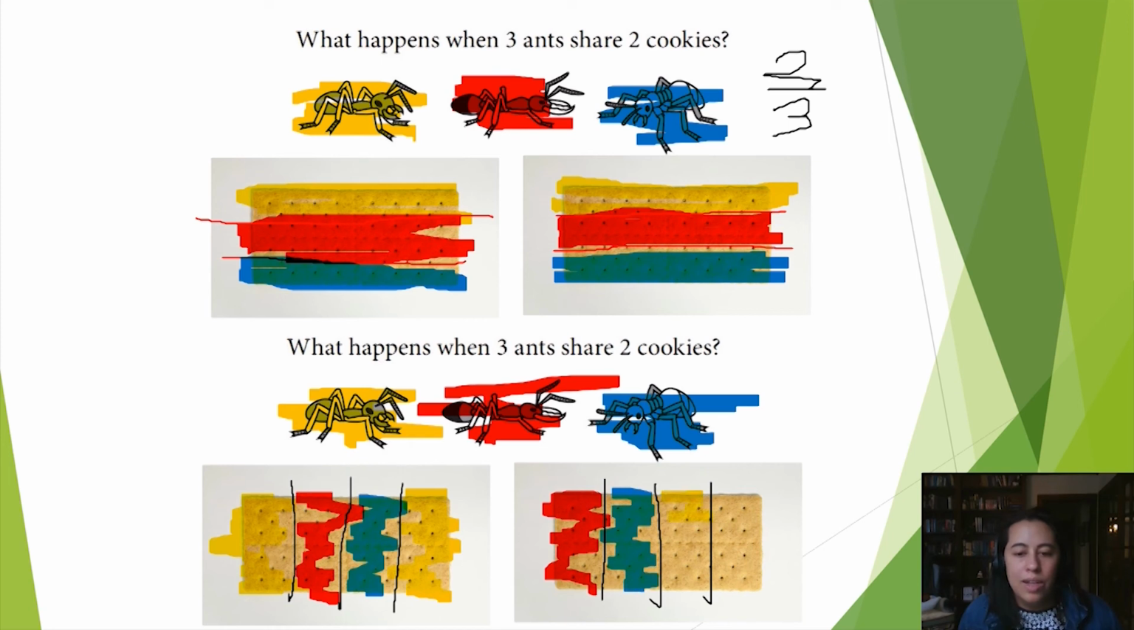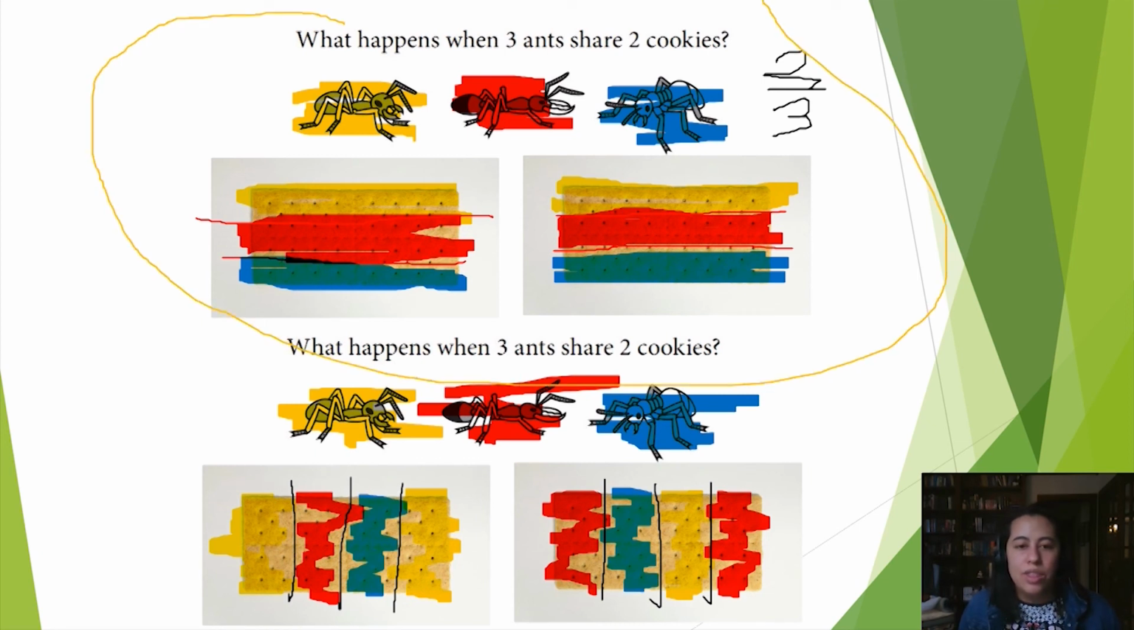Ooh, and as I'm getting close to the end, it looks like fourths aren't going to work for this. I was able to give 1, 2, 3 fourths to the orange and the red ants, but the blue ant only got 2 fourths, so that's not equal shares. So if I had 3 ants and 2 cookies, I would choose to use thirds to break those up.